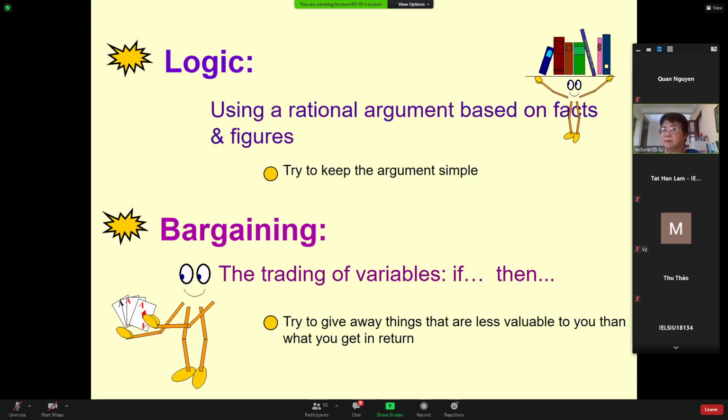Logic: using rational arguments based on facts and figures. Okay, when we share the logic with the supplier, we use logic and we use figures. We don't use judgment. We don't use assumption.